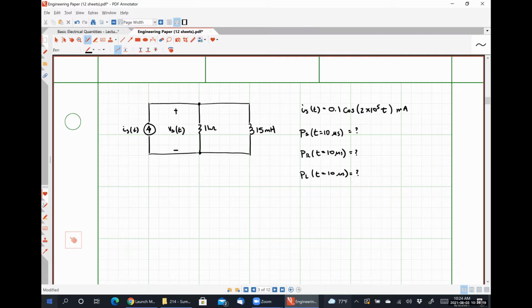Could we plug in 10 microseconds to our IS of t equation? And then that would give us a current, and then I guess we could probably find the current on the 1 kilo ohm, like the current drop on the 1 kilo ohm resistor. And then since the voltage is going to be the same, something like that.